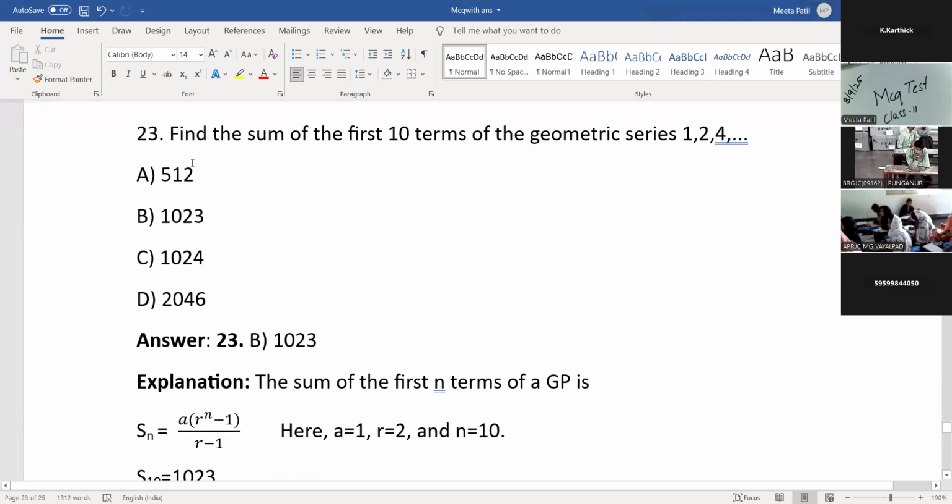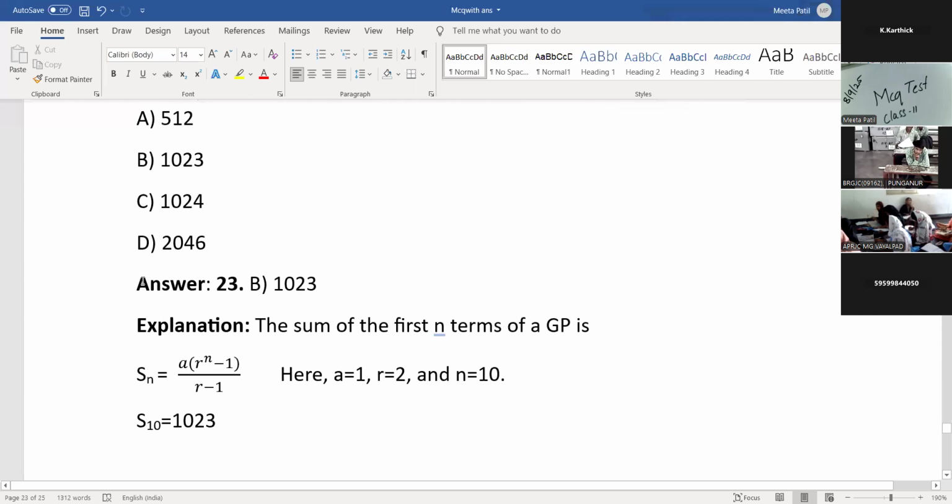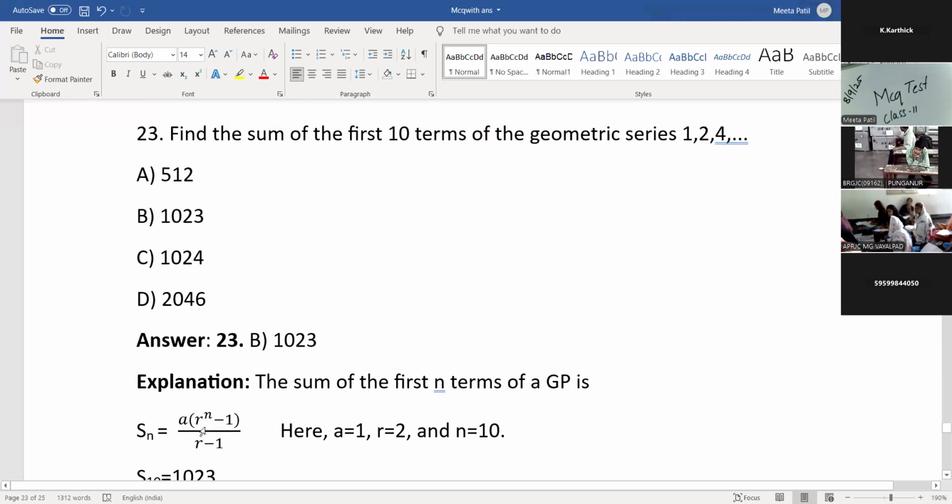Similarly, the 23rd question. Find the sum of the first 10 terms of the geometric series 1, 2, 4, and so on. You already know the formula for the sum of the first n terms of a GP, that is Sn = a(r^n - 1)/(r - 1). Here, if you substitute all the values of a, r and n, you are going to get the answer as 1023. That is option B.